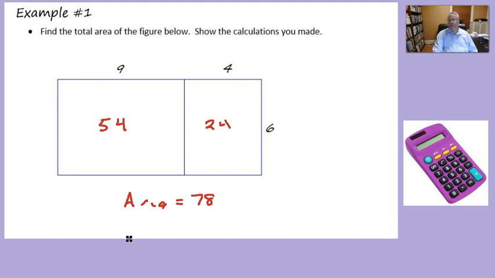Now, that's one way of doing it. We could have also taken a little shortcut and combined these two. The total length of the whole rectangle is 9 plus 4, which is 13. If we multiply that by the width here, 13 times 6 is also 78. So there are at least two ways we could have gotten this result.